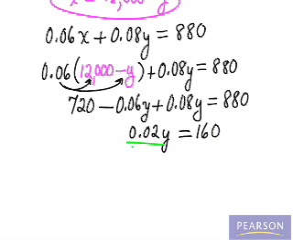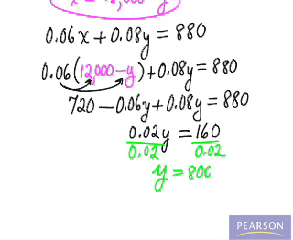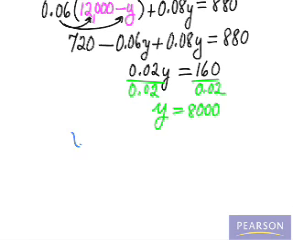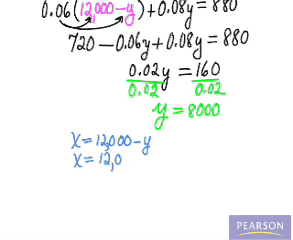Dividing both sides of the equation by 0.02, we get that y equals 8,000. Now x is 12,000 minus y, so x is 12,000 minus 8,000, so x is 4,000.